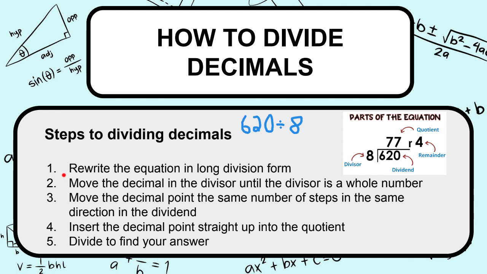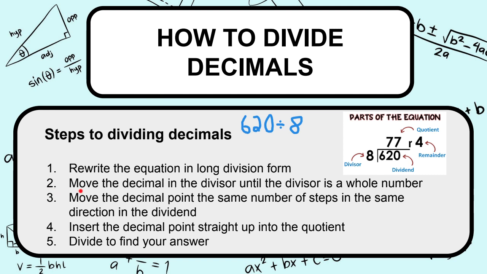So step number 1 is to rewrite the equation in long division form. That's the example that you see here. This is in long division form. But again, most of the time an equation is not going to be wrapped up for you that nicely. So this equation here, which is 620 divided by 8, might be given to you looking like this, 620 divided by 8. So you need to rewrite it in long division form.